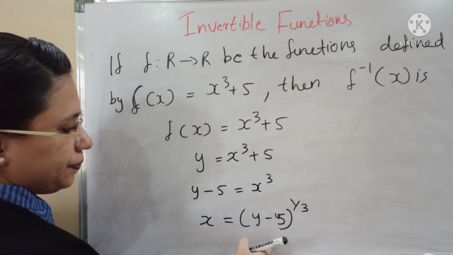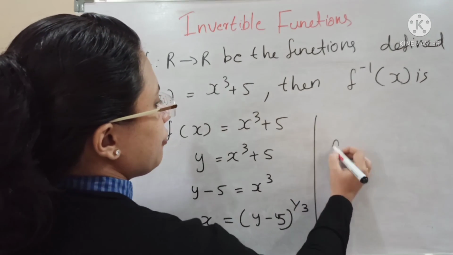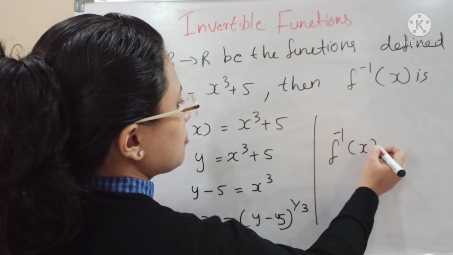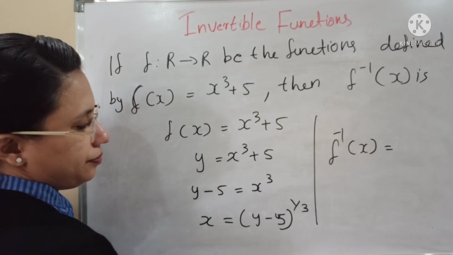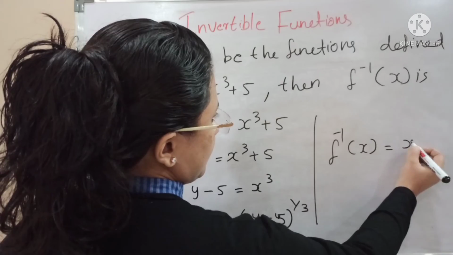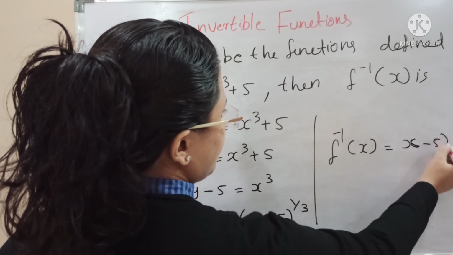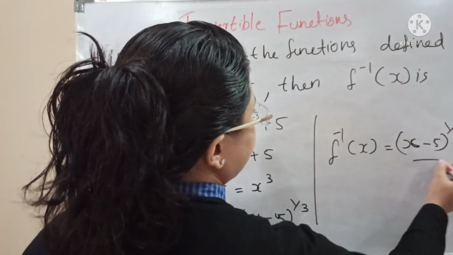Clear? Now what is f inverse of x? It will be (x minus 5) whole to the power 1 by 3. Clear?